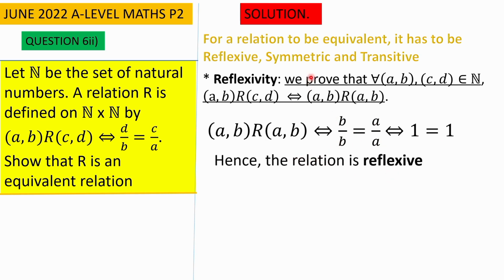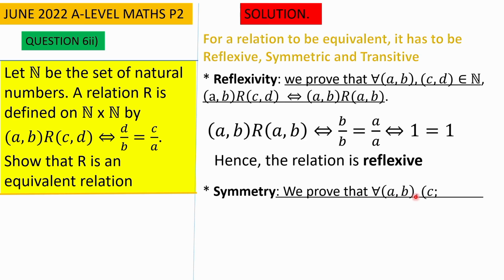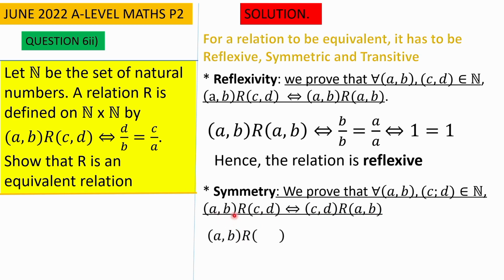Now the next property is symmetry. We prove that for every (a,b), (c,d) in N, (a,b) relates to (c,d) implies that (c,d) relates to (a,b). So that is just symmetry. We first of all write our relation (a,b) relates to (c,d) as d over b equals c over a, and we call this one equation 1.